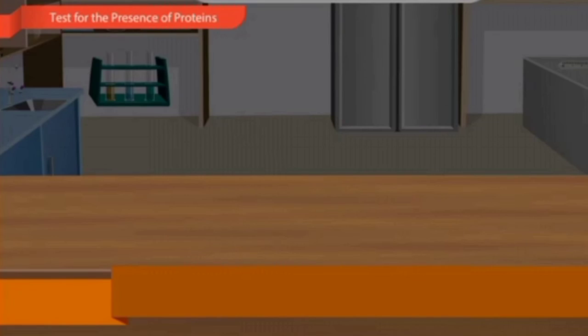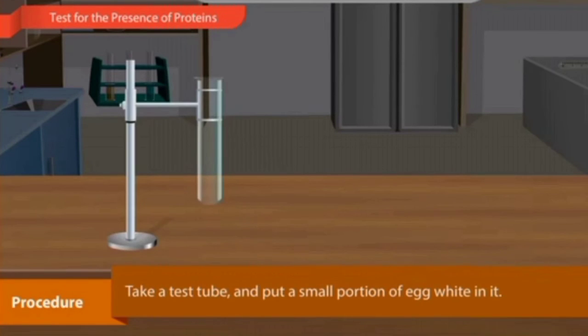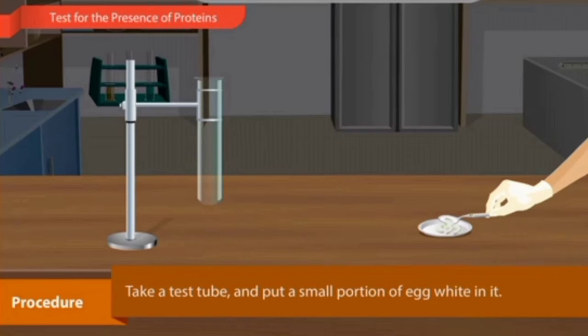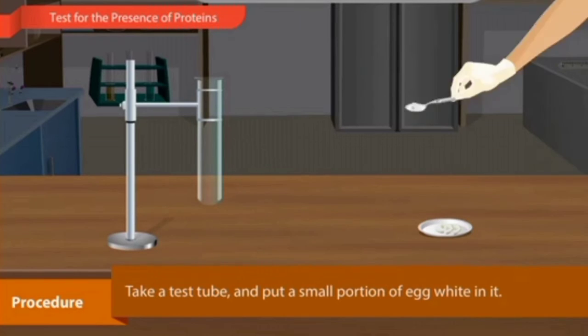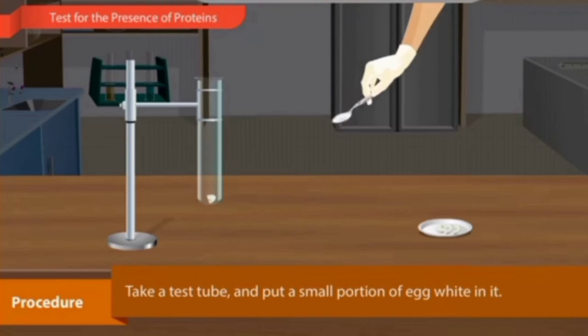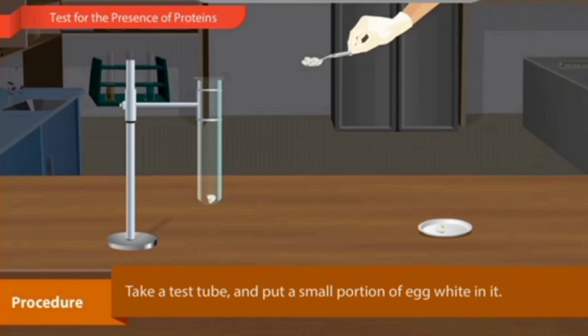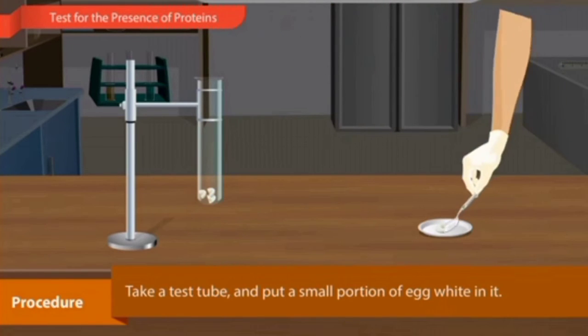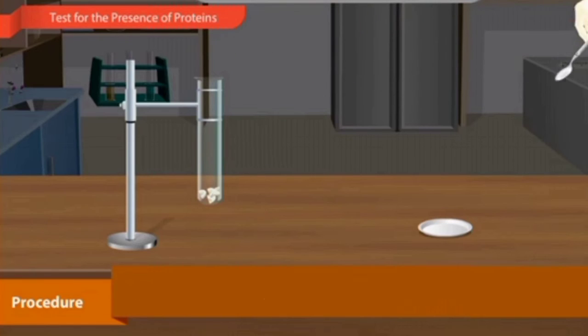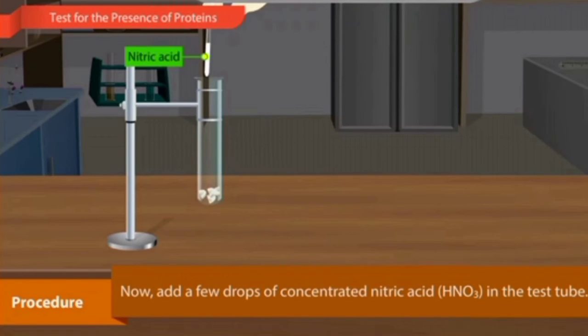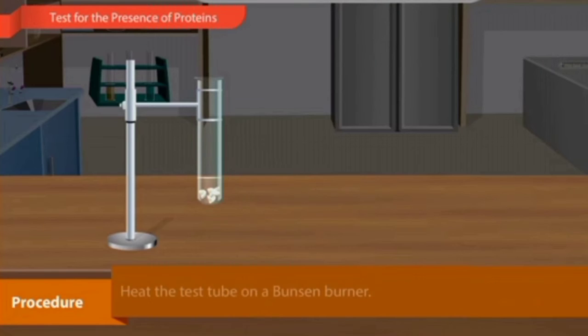The next experiment is a test for the presence of proteins. So let's perform our procedure. Take a test tube and put a small amount of egg white in it. You have to put the egg white in carefully. Now add a few drops of concentrated nitric acid in the test tube, or you can add sodium hydroxide instead of nitric acid. Now heat the test tube on the Bunsen burner.